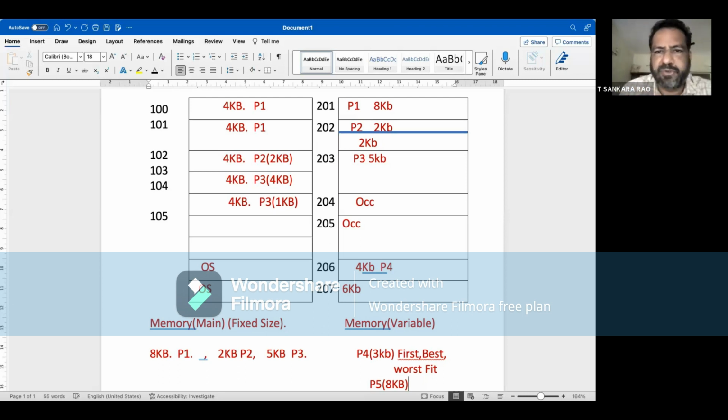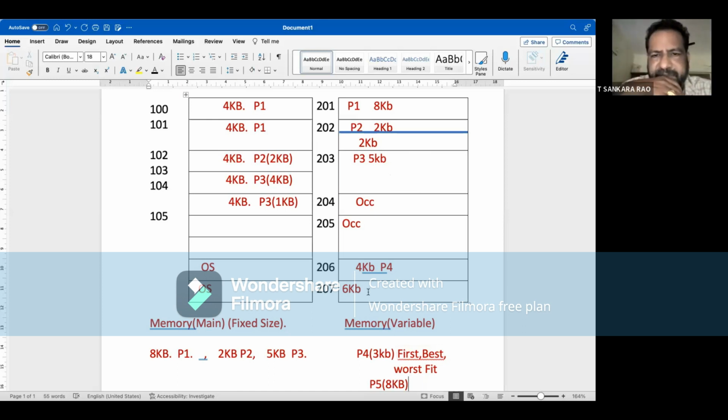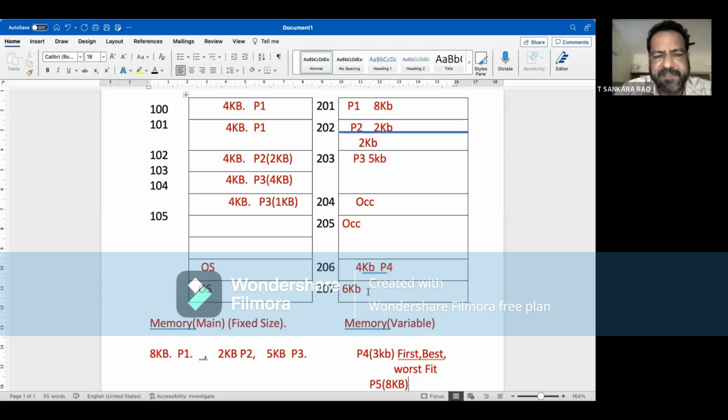At 202, how much is left? 2 KB. And where is another space left? This is 207, sir. 207 has 6 KB. So can I place P5 as part of 202 and 207? Can I? Yes, sir. Yes, but this scheme is contiguous memory allocation.